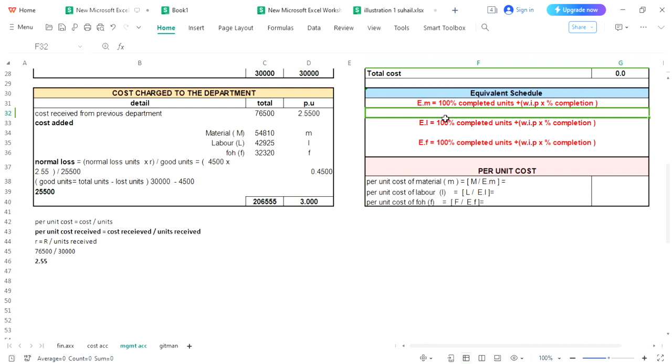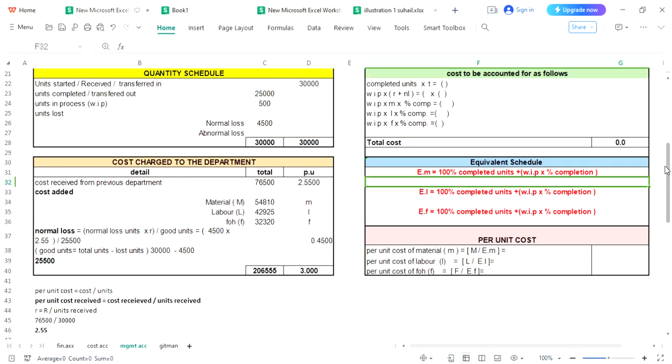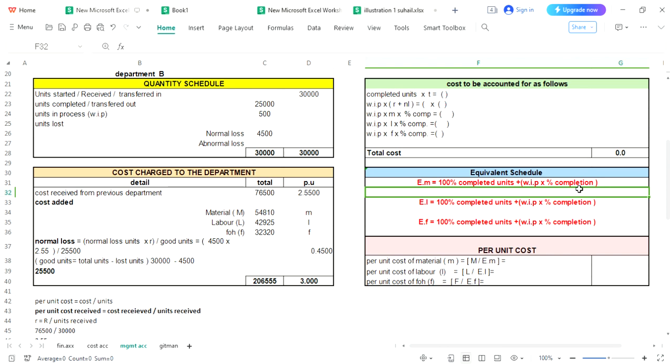Here you have three red lines with which you will be able to complete your equivalent schedule procedure. Equivalent means number of units totally completed. So give your attention over here. What you are going to do, the very first thing which you will write is 100% completed units. I'm going to show you your quantity schedule as well. Come over here, 25,000 units, you can see it is completed units.